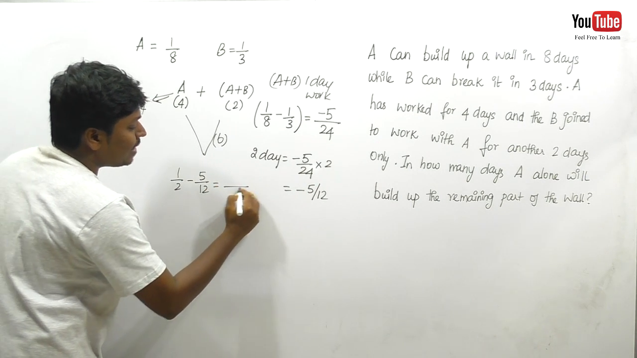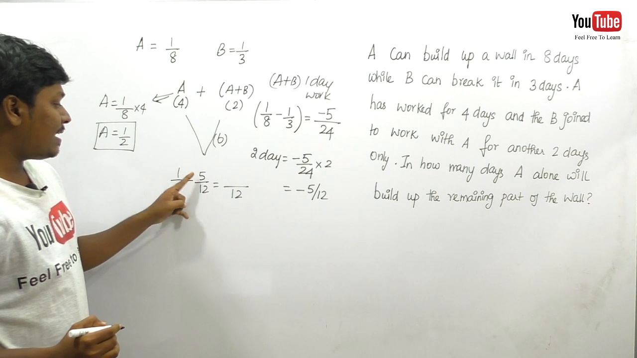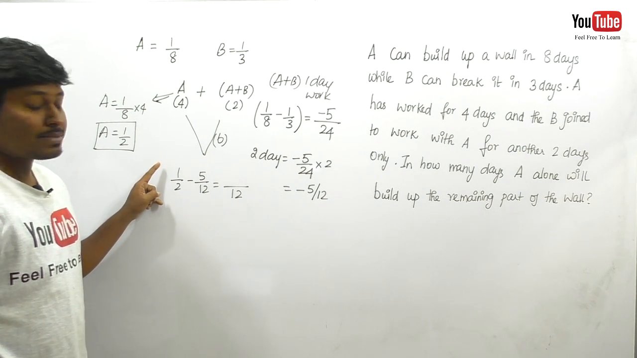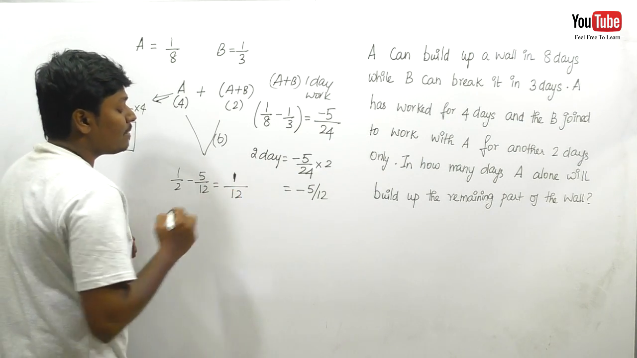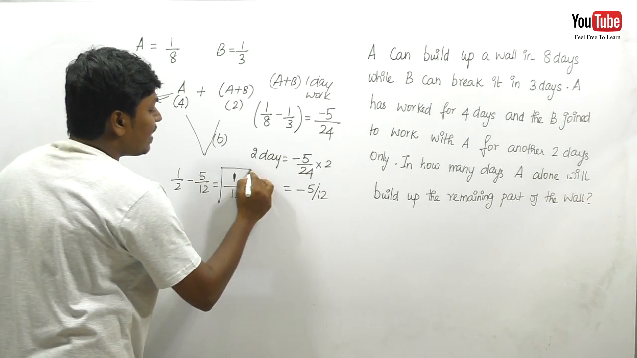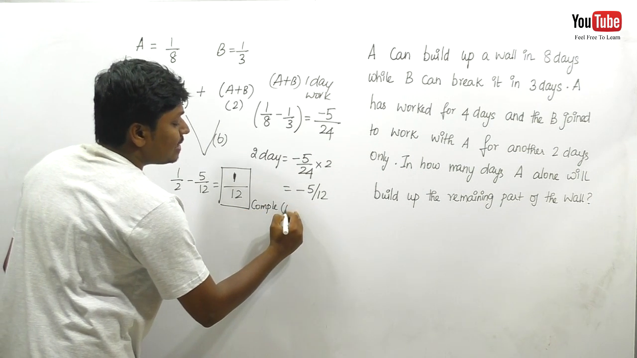So I think 12 will be the LCM. So friends, I think 6 minus 5, right? We need to multiply this by 6. So 6 minus 5 will be 1. So I can write it as 1 divided by 12. So friends, 1 divided by 12 is the work completed, right? That is in 6 days.